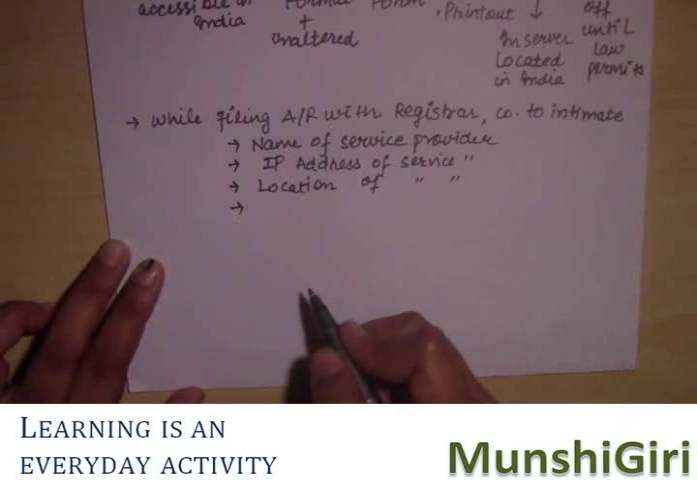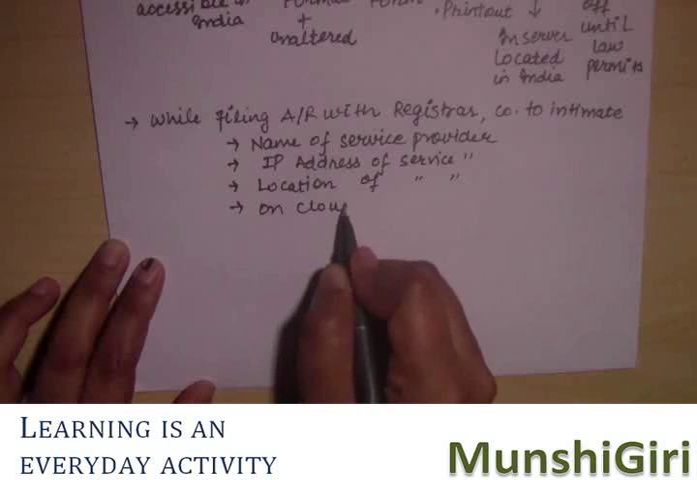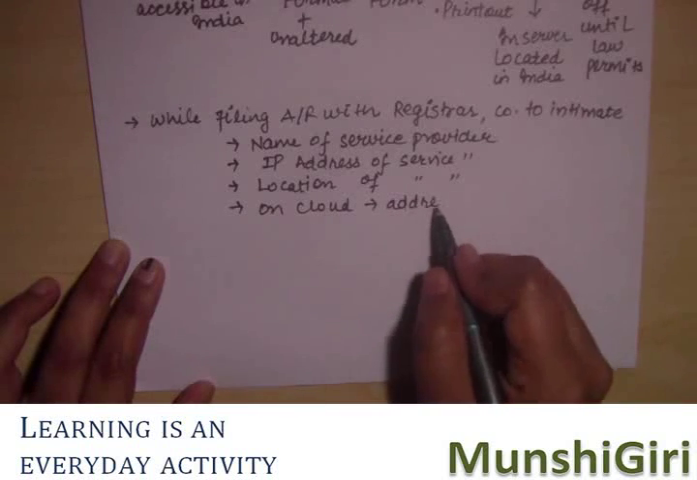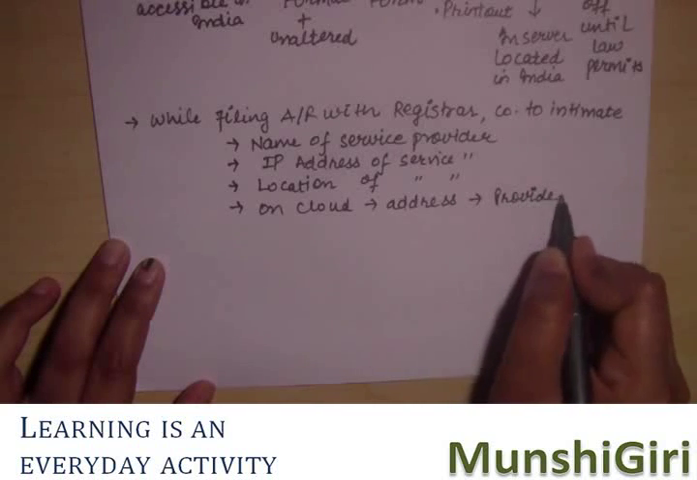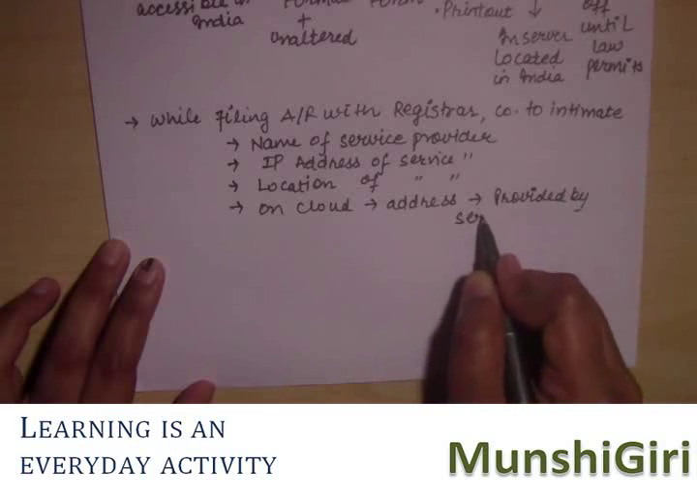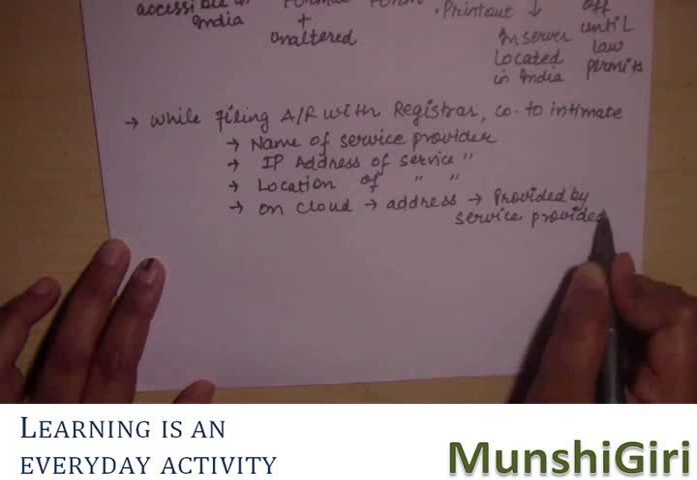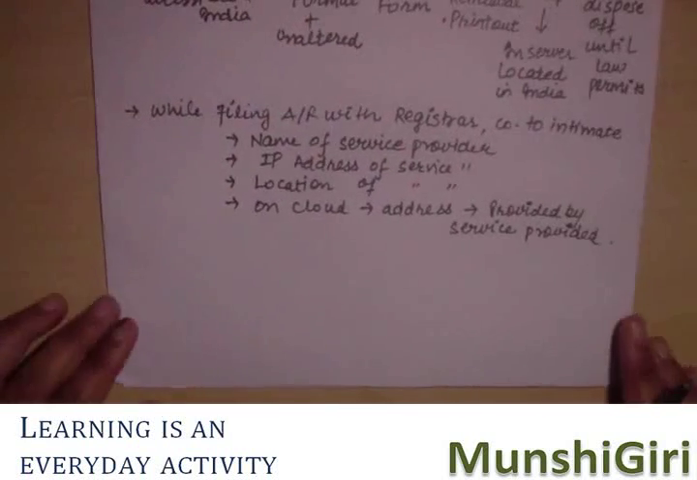And in case the books of accounts are maintained on cloud, then such address as provided by the service provider. So till now we have covered 5 points under this section. Now comes the 6th point.